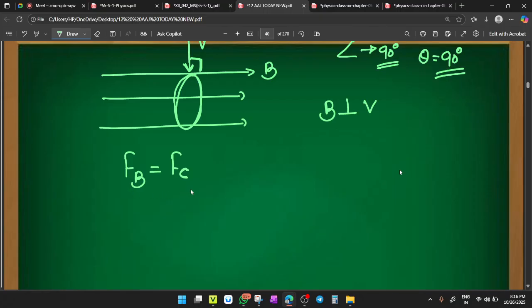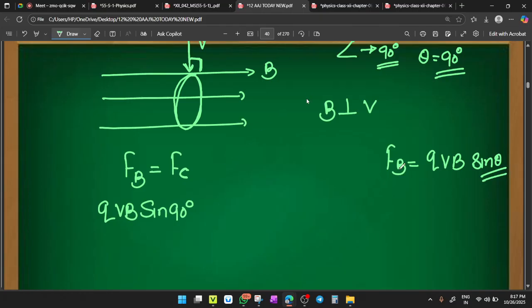FB is equal to the centripetal force. So tell me, what is FB? What is the magnetic force on the charged particle? It's the Lorentz force, that is equal to QVB sine theta. Clear, students? And here the value of theta equals how much? 90 degrees. So sine 90 becomes 1.